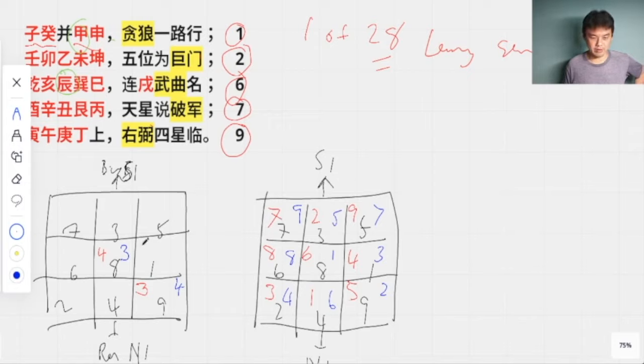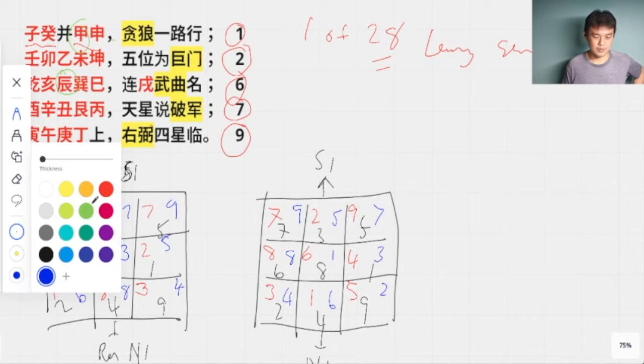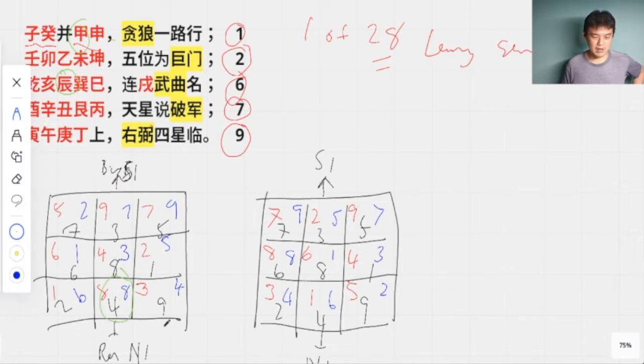Now let's continue flying this, then you see the difference. If you realize, what was originally a double star sitting is now shifted to the east sector, to the left instead. So this is how the replacement star is applied.